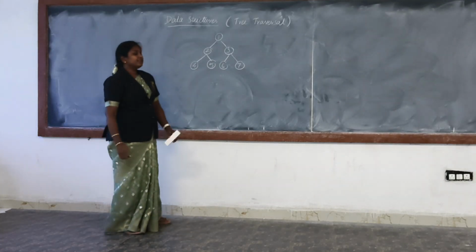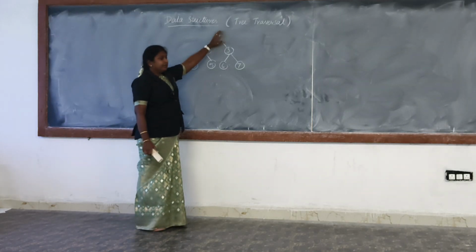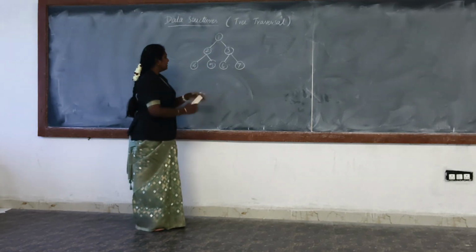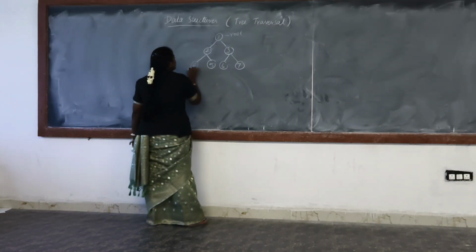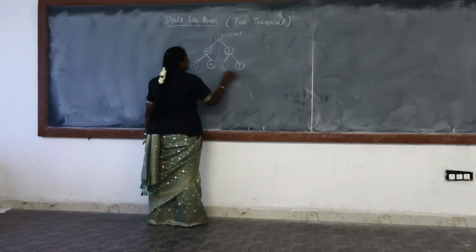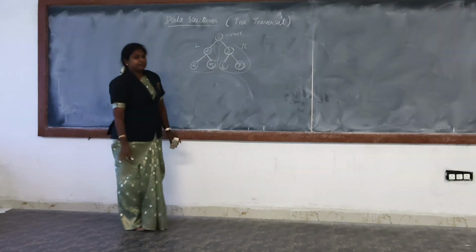So I have a tree structure like this. See, one is a root node and this is the left subtree, and this is the right subtree.